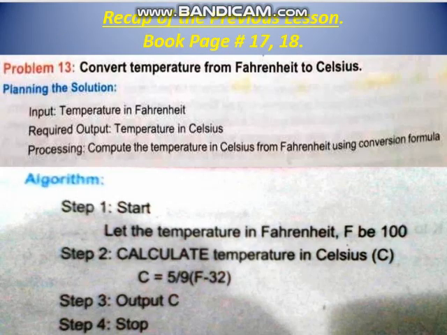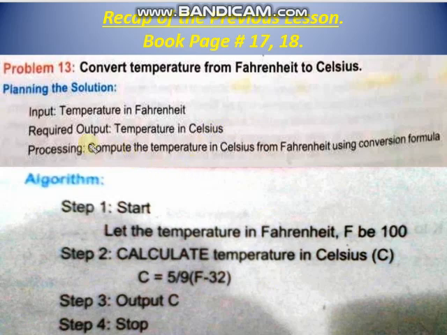First, recap of the previous lesson. Book page 17 and 18. Problem number 13. Convert temperature from Fahrenheit to Celsius. This was our previous lesson. How we planned that solution, how we planned the conversion of Fahrenheit to Celsius.